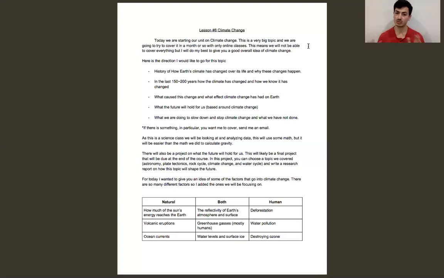So it's not very structured right now. I'll put some more structure into it by the time the project comes up. I just wanted to give you an idea of what the end of the course is going to look like, because people have been having a lot of questions about that.